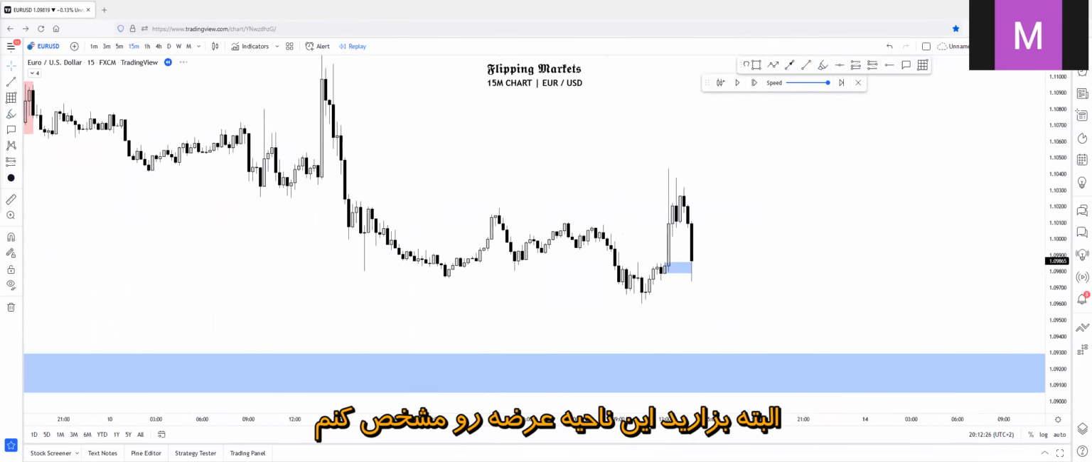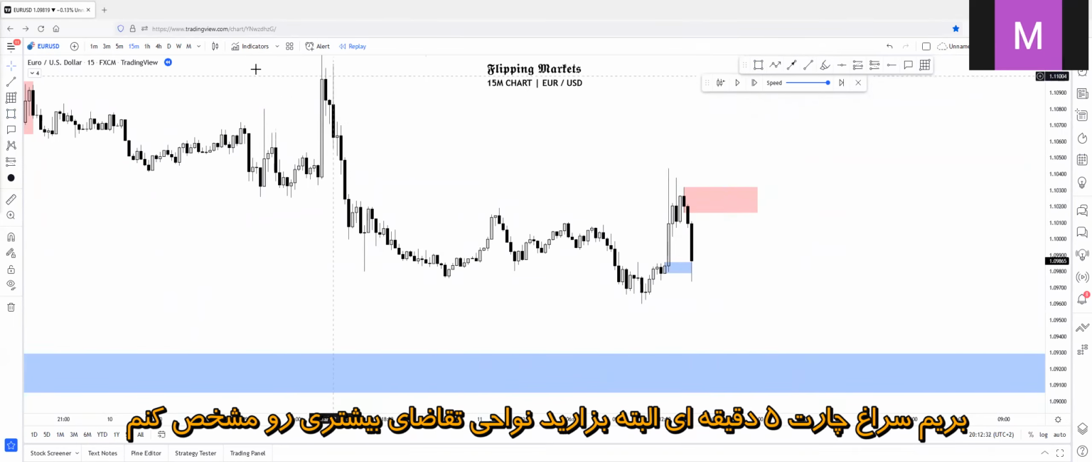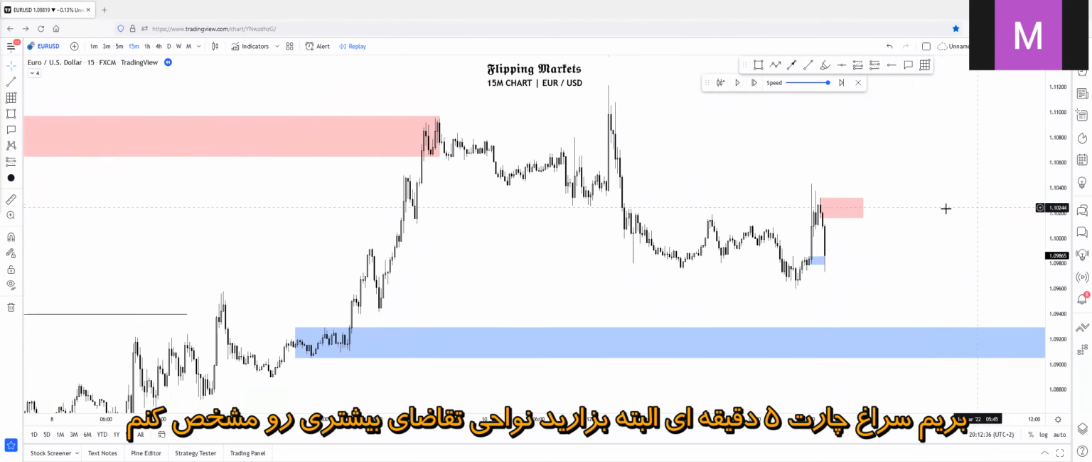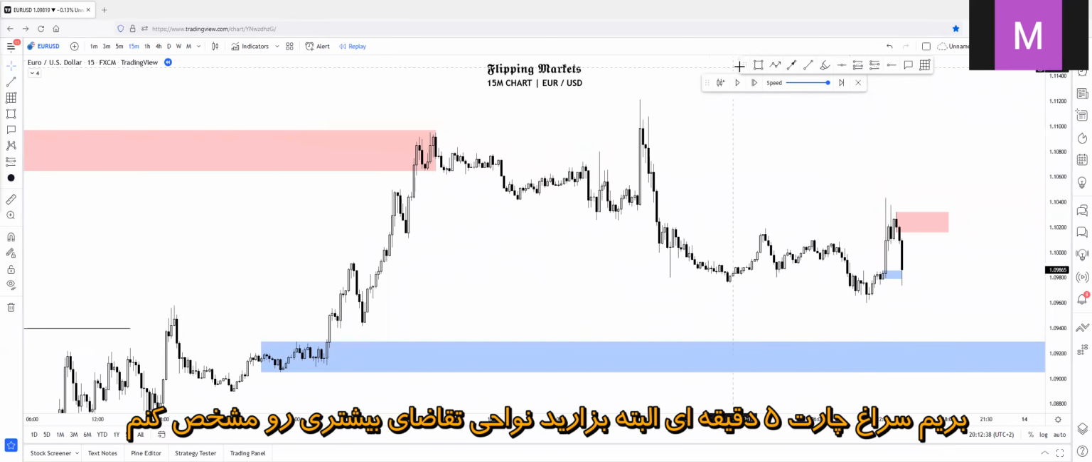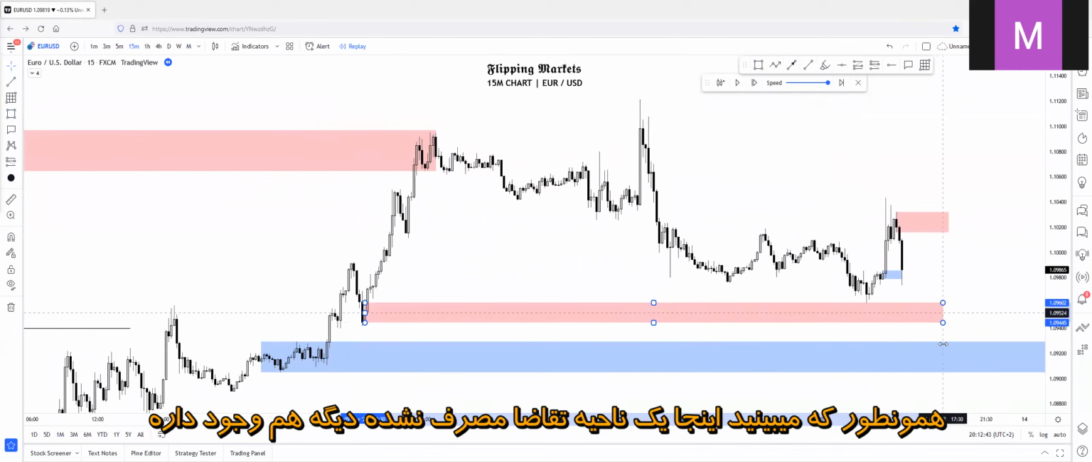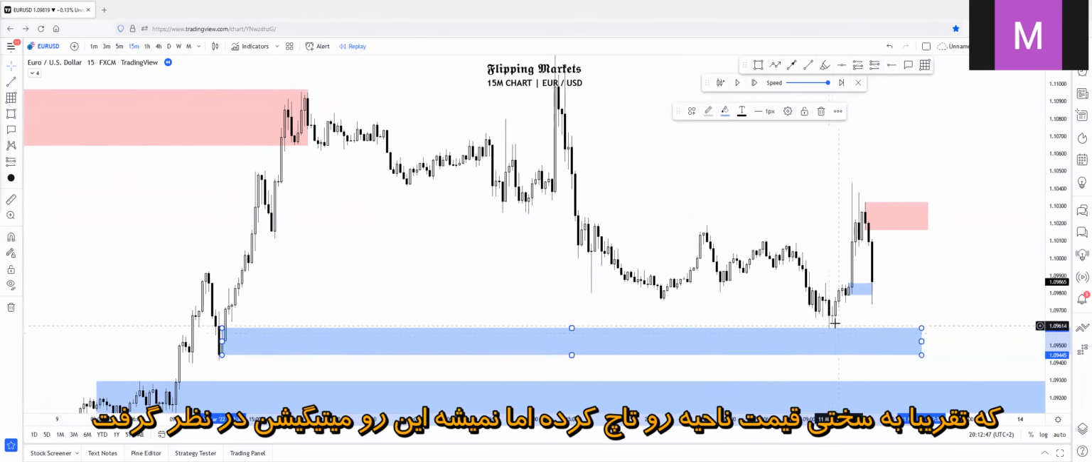Actually, let's just mark out supply level at this region. This was the origin of the break, the 15-minute origin of the break, and switch to the 5-minute chart. And actually, sorry, let's just mark out more demand levels. You can see that here's another unmitigated demand level, which has almost been tapped at this region, but this wasn't a tap.